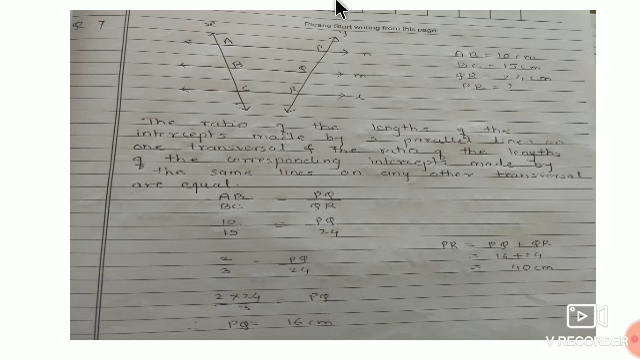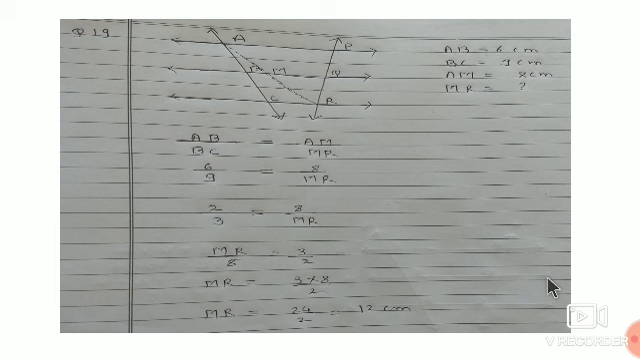But in the question, the length of PR is asked. PR is equal to PQ plus QR. We know PQ now. So put the values: 16 plus 24, the length of PR is 40 centimeters. So the answer is 40 centimeters, the fourth option.